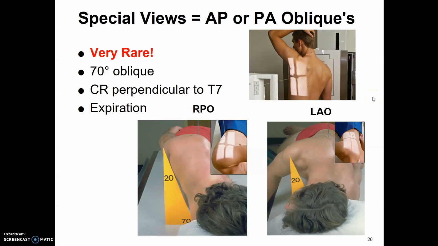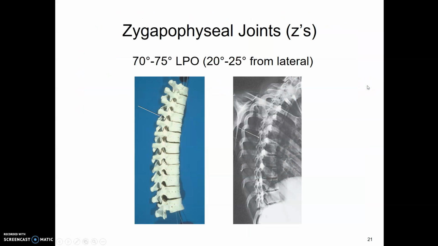There are obliques for T-spine. They're extremely rare. I doubt you'll ever do them. It's kind of a wild oblique. It's almost a lateral. It's a 70-degree oblique. This is just how the zygophyseal joints are positioned in your thoracic vertebrae. Centering's the same. Just remember it's way different than the other one.